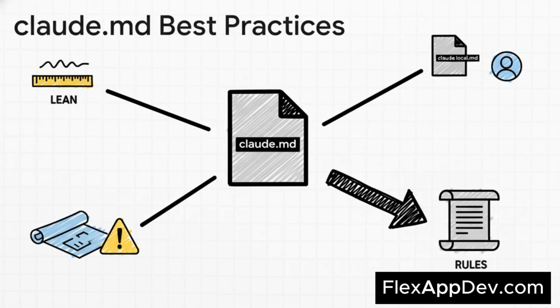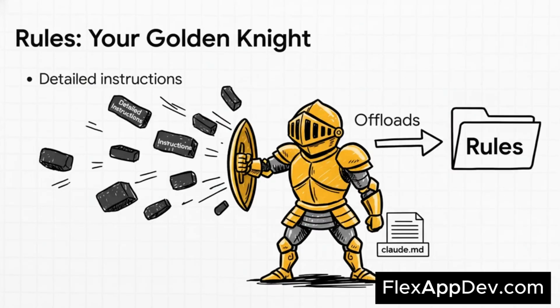So, how do you use it right? Well, you've got to keep it lean. A good rule of thumb is under 50 lines. Use it for the big picture stuff, project architecture, key conventions, maybe some important gotchas to watch out for. And if you have personal stuff you don't want to commit to the team repo, you can use a file called claude.local.md for that. But the most important thing, use it to point to your detailed rules, not to actually hold them.